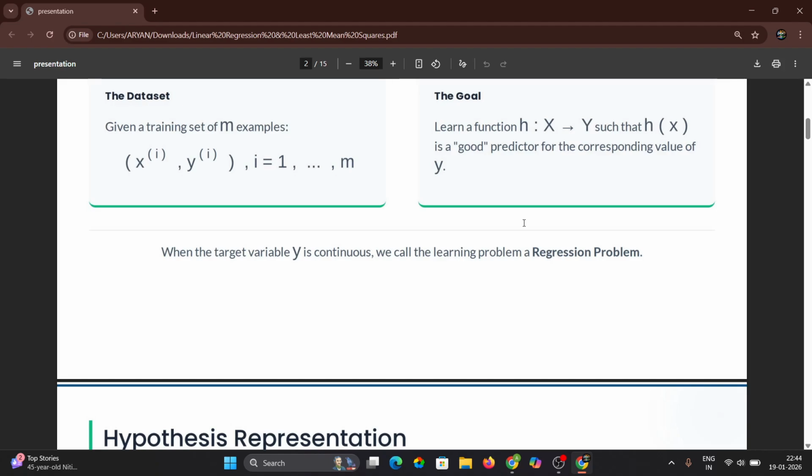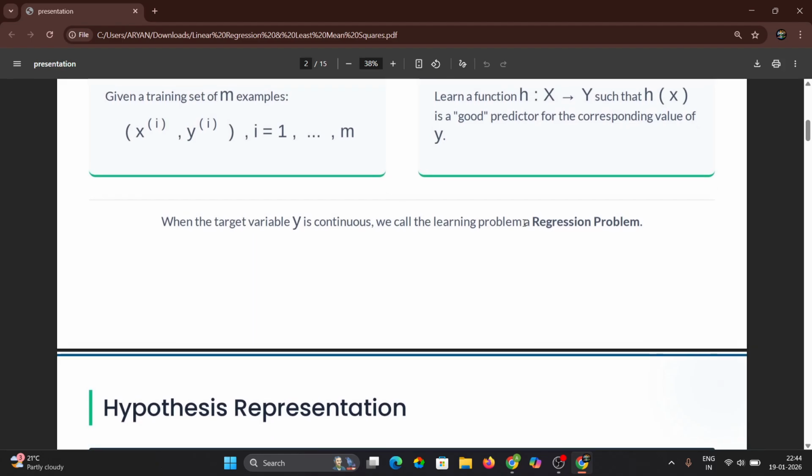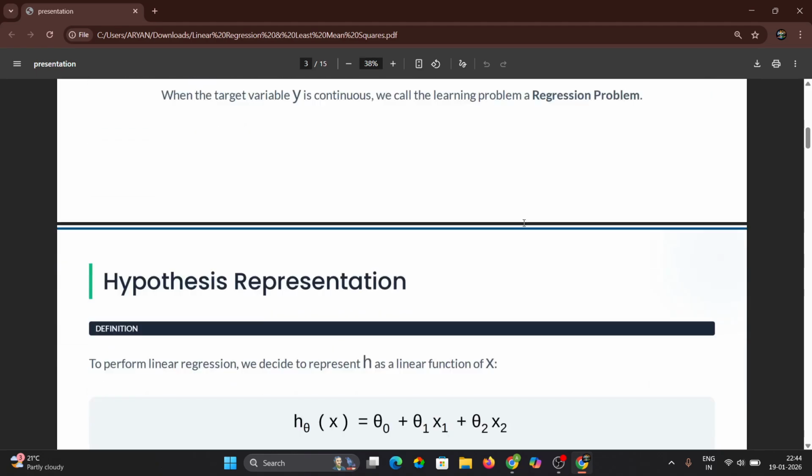When the target value y is continuous, we call the learning problem a regression problem. When the y value is continuous, like house price, diamond price, or weight, these are continuous values, so this type of problem is known as a regression problem. And when the values are categorical, these types of problems are known as classification problems, which we will study in our next lecture.